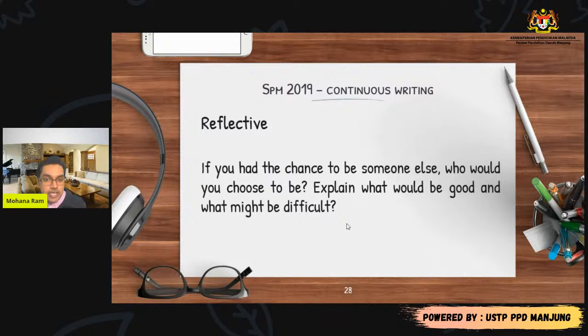Now, SPM questions, please read carefully. It's not one question, but there are 3 questions in one question. For example, if you had the chance to be someone else, who would you choose to be? That's one. Second, explain what would be good. Second question. Third question, what might be difficult? You have to put all these three ideas in your essay. So keep that in mind.